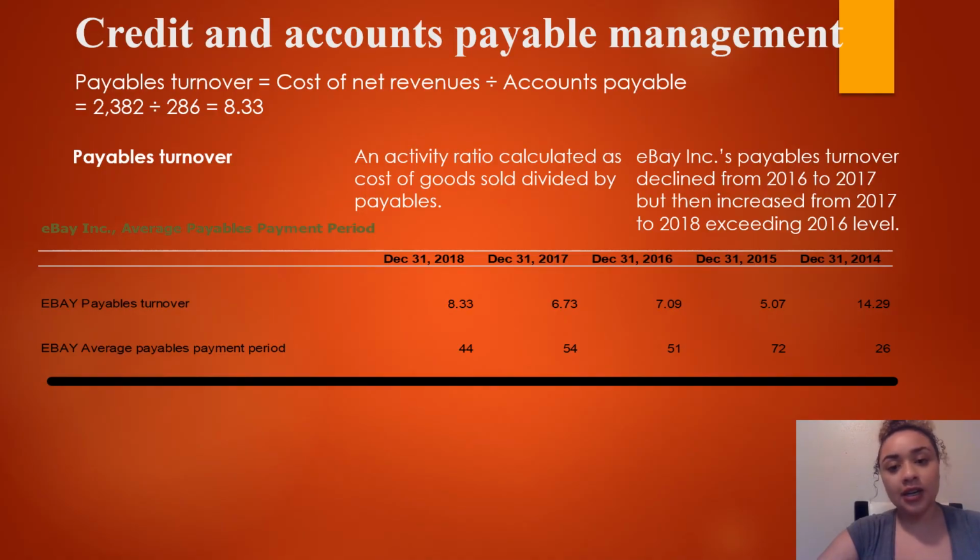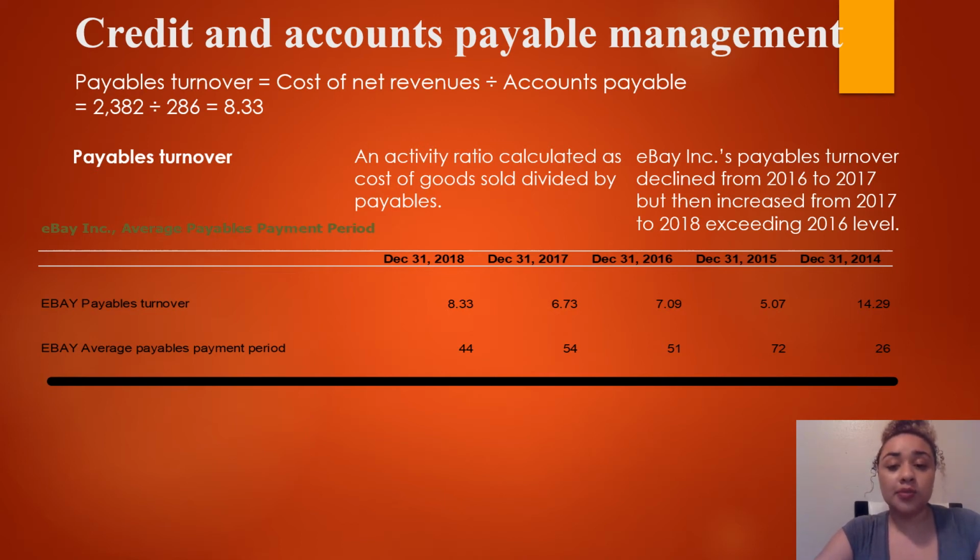Next is the credit and accounts payable management. The payables turnover ratio is calculated by dividing the cost of net revenues by accounts payable. In this example, the cost of net revenues, $23.82, divided by 286 equals 8.33. The payables turnover is an activity ratio that's calculated as the cost of goods sold divided by the payables.